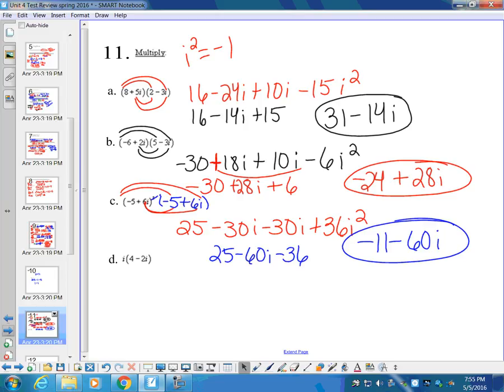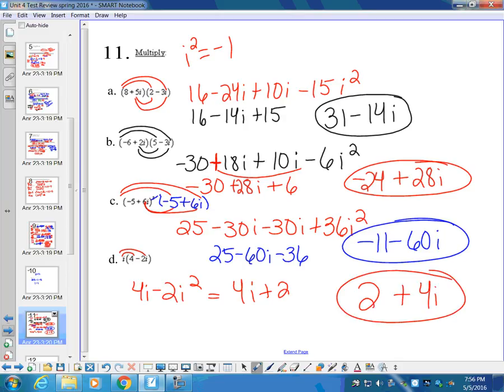Okay. The next one, you just distribute the i to both. So you get 4i minus 2i squared. And that's replaced with a negative 1, so that's going to be a positive 2. And we write it 2 plus 4i because we're doing it in the form of a complex number, a plus bi. So we want it to look like that order. 2 plus 4i.